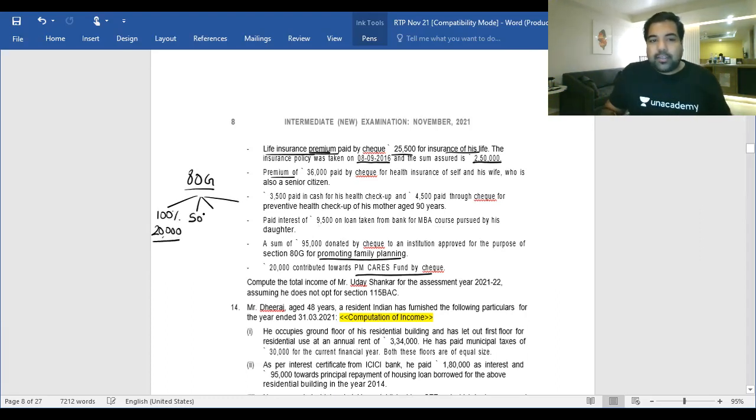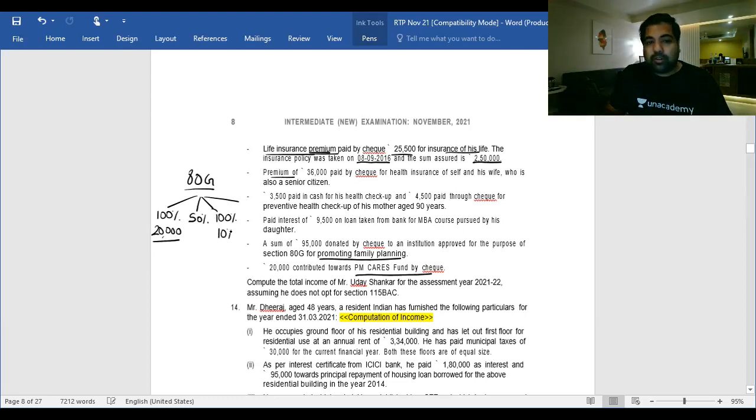The second category, you will get 50% deduction. Nothing of this category is here. The third category, you get 100% deduction, but subject to a limit of 10%. And this one is from here. So this is 100% subject to 10% of ATI. For that, you need to calculate adjusted total income.